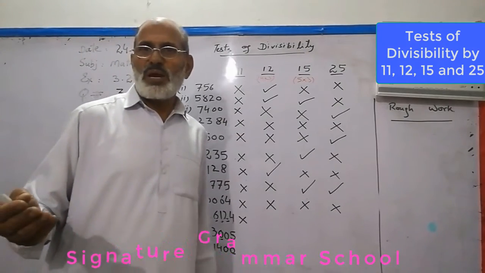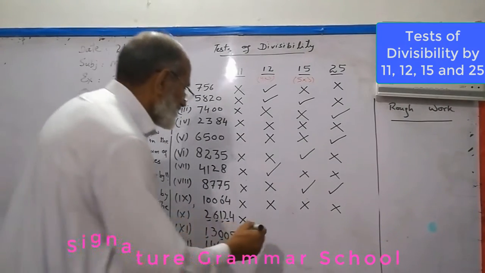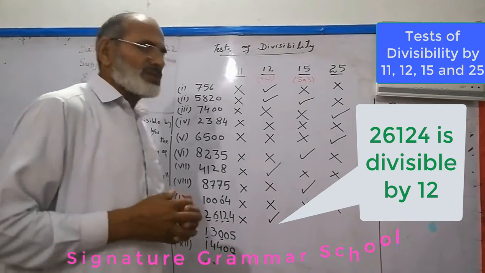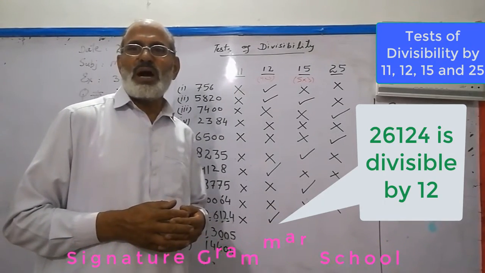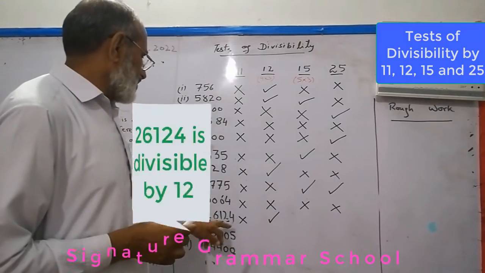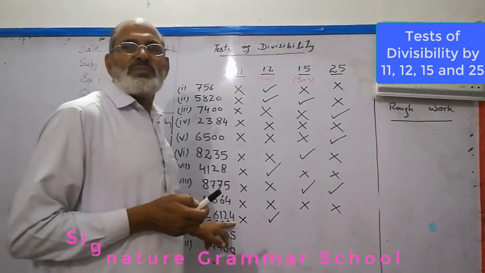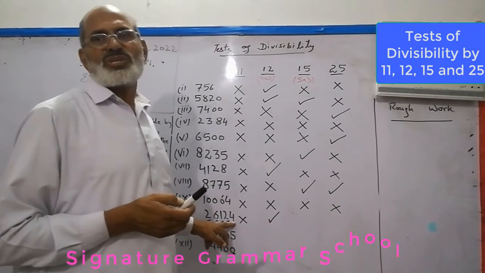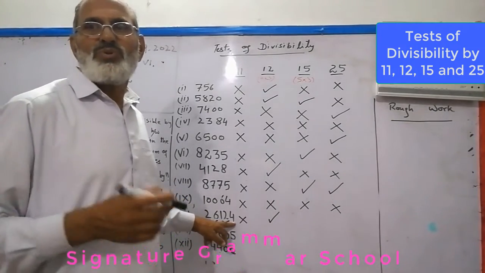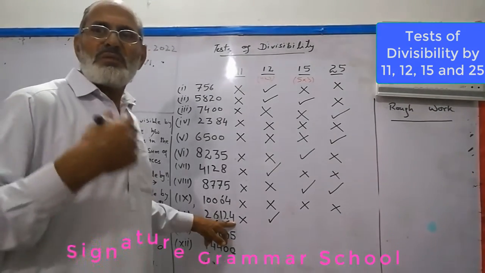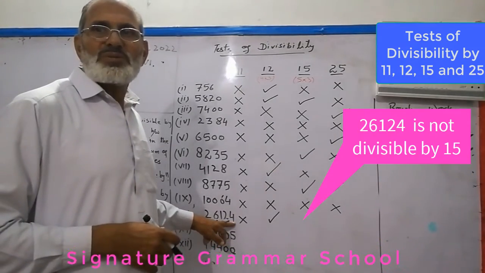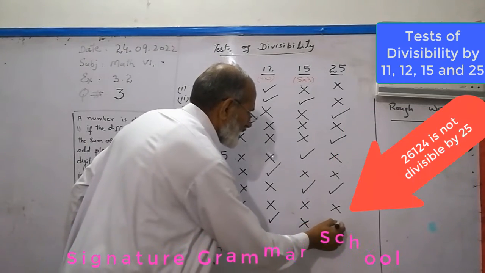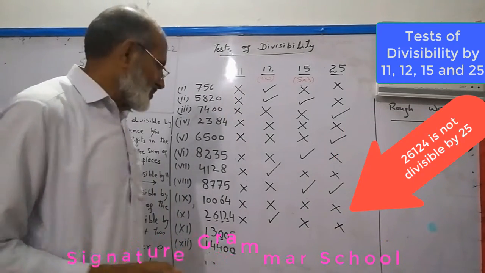15 comes in the table of 3. Therefore, both of the conditions are met. And this value, 26,124, is divisible by 12. For 15 and 25, this value is neither divisible by 15 nor by 25, because at the last here is 4. If it was 5, we would consider it. But here, flatly, we say that this value is not divisible by 15, neither by 25.